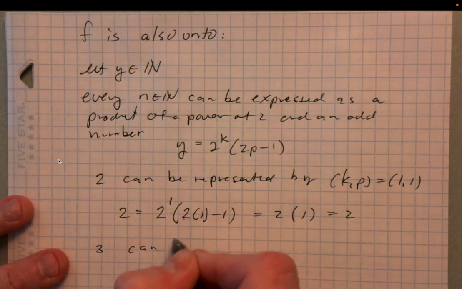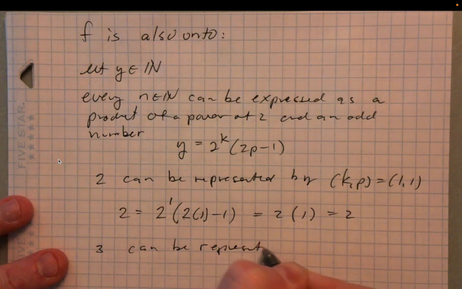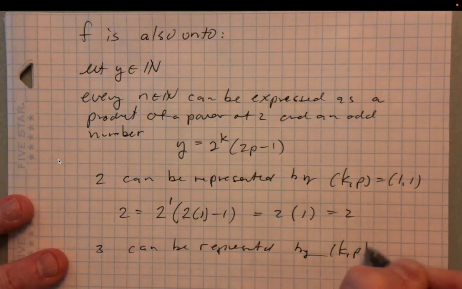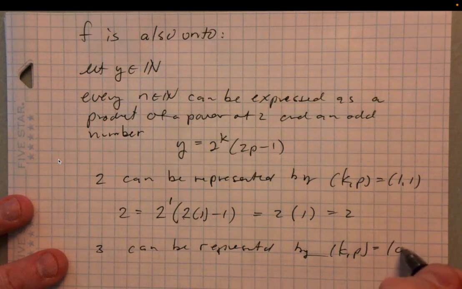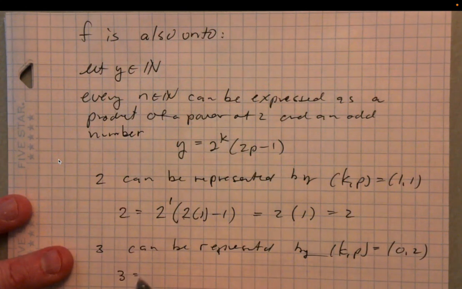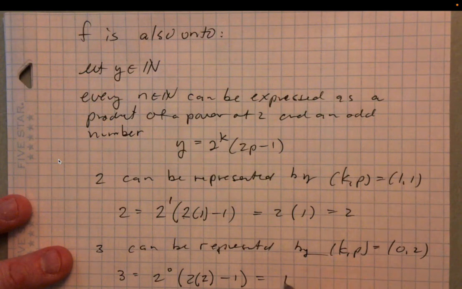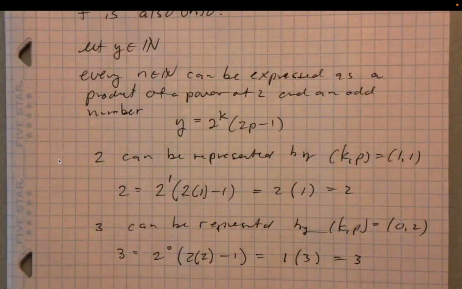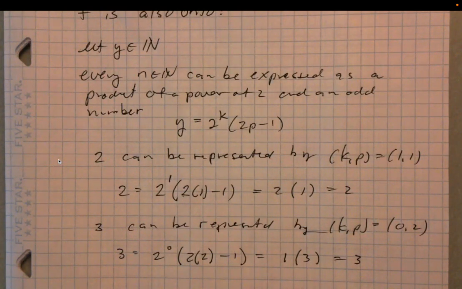So 3 can be represented by k comma p equals 0 comma 2. So 3 is equal to 2 to the 0 power times 2 times 2 minus 1. So that's 1 times 4 minus 1, which is 3, and so on. You could go on and on, continuing this. I'm taking for granted that you believe such a function could actually be used to identify any natural number.